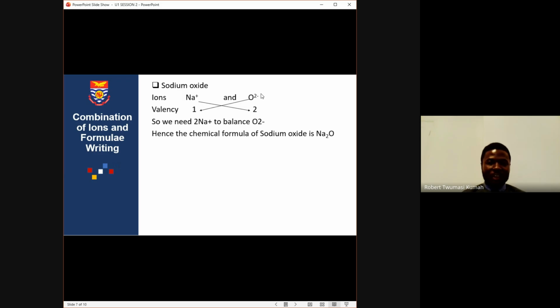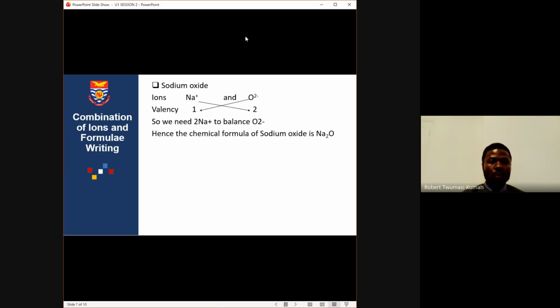But usually, if you look at it very well, if you cross their charges, it works for all of them. So you cross and then check. If after crossing they are the same, they will cancel out, so you just write it without any subscript. But if you cross and they are not the same, then you write them as subscripts. And in one of the procedures, we saw that if you have 1 to be written as a subscript, we don't write it, we just leave it.